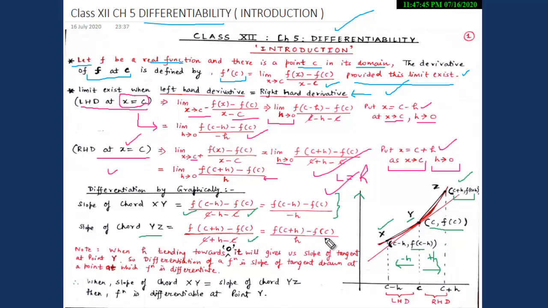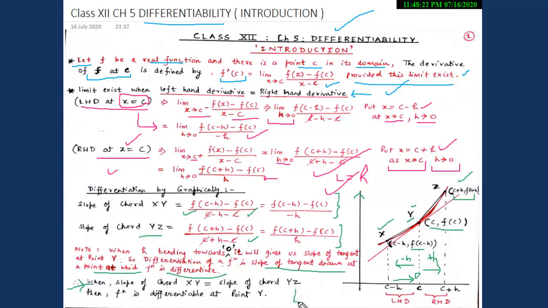And now watch and listen very carefully. See here, when h is approaching towards 0, it will give us the slope of the tangent at point Y. So, students, the derivative of a function is the slope of the tangent drawn at a point at which the function is differentiable. That is, when the slope of chord XY, which is the left hand derivative, is equal to the slope of chord YZ, which is the right hand derivative.